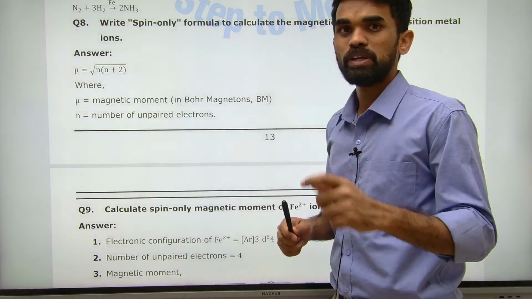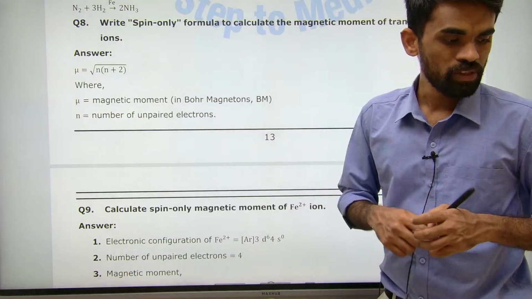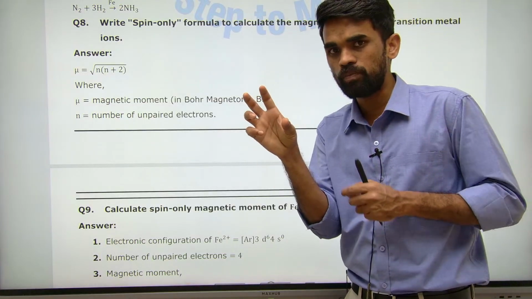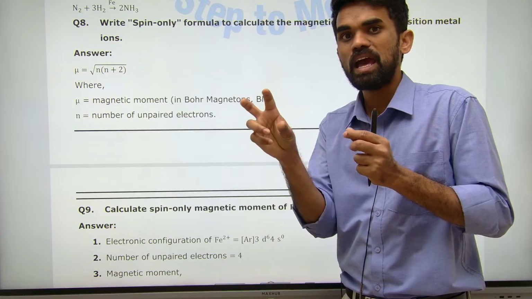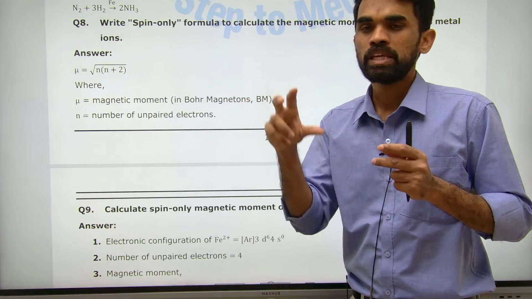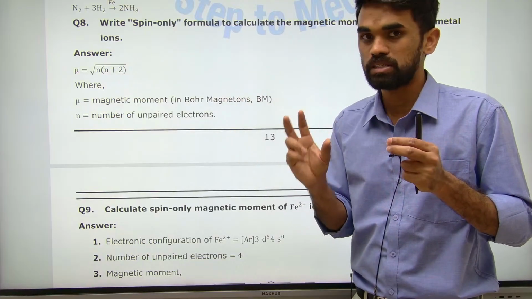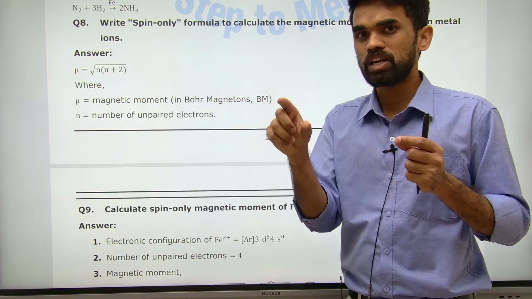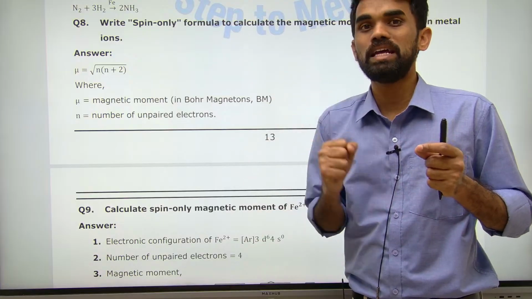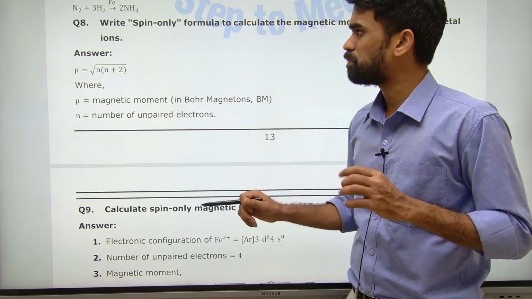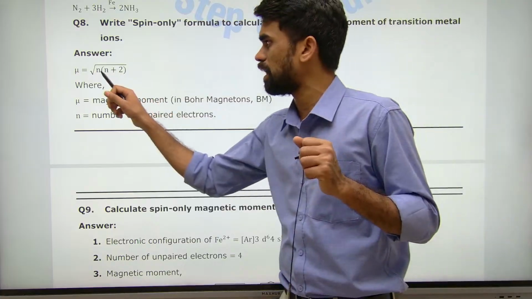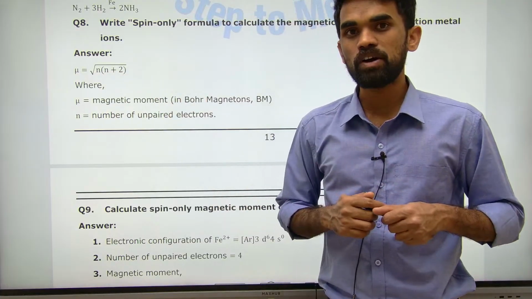Okay, so what is the spin only magnetic moment formula? I told you. First of all, a metal will show magnetic nature when it has unpaired electrons. If there are any unpaired electrons, it will be a paramagnetic substance. Now, the number of unpaired electrons determines how much magnetic moment it has. The number of unpaired electrons I am indicating with the symbol N.